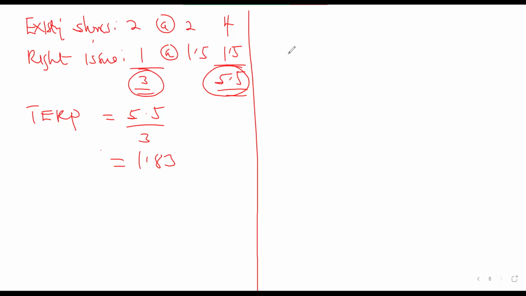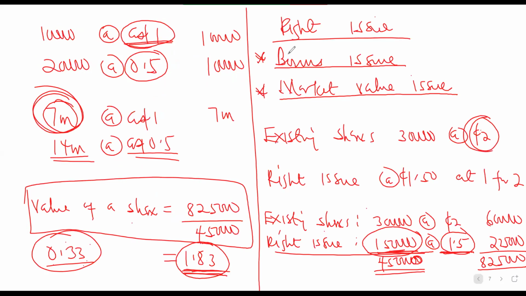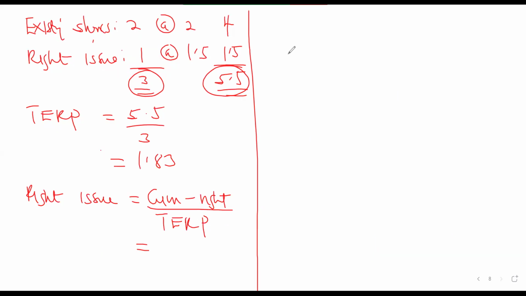Yes, please. Okay, let's come to how we find a right issue fraction. How do we find a right issue fraction? The right issue fraction will be our cum right price, which is the share price before the right issue, divided by the theoretical XY price. So our share price before the right issue will be the 2 divided by 1.83. That is the fraction that we have.